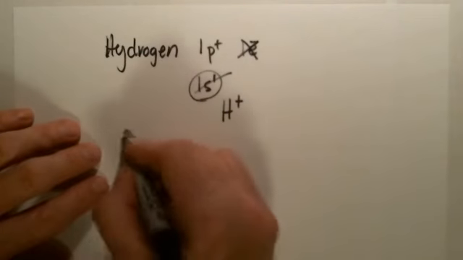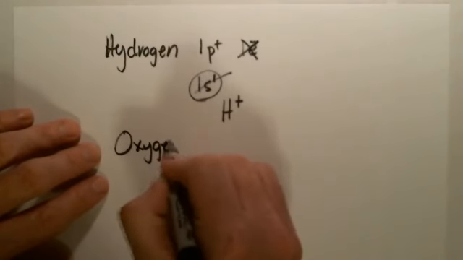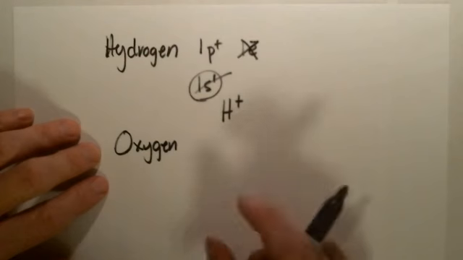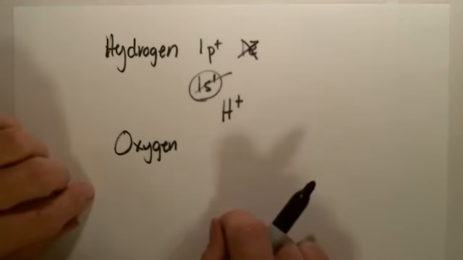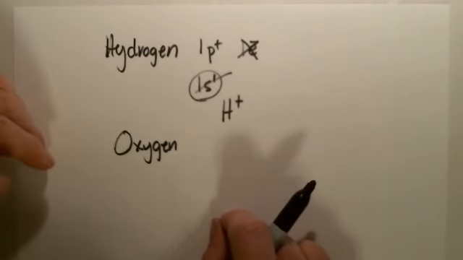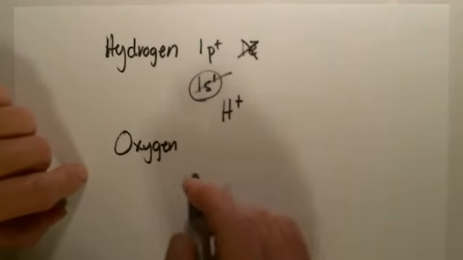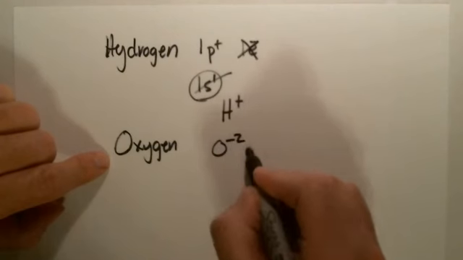Let's go back to our oxygen. Oxygen, remember, has 8 electrons. 2 go into the first shell, and that leaves us 6 in the next shell, in that second shell. The octet rule says we want to be at 8 or 0. It's easier to pick up those 2 electrons, and so oxygen has a -2 oxidation number.